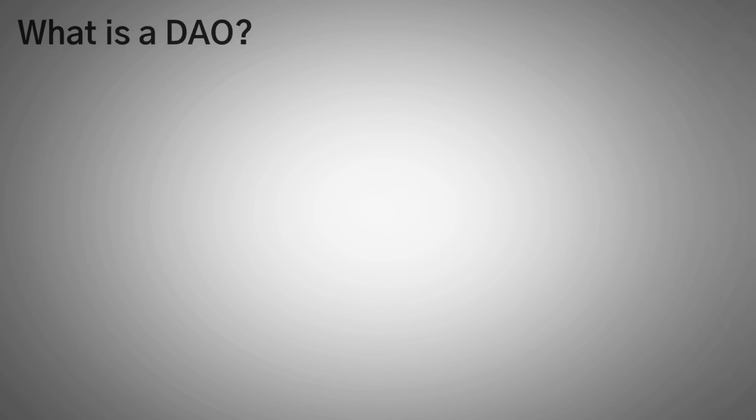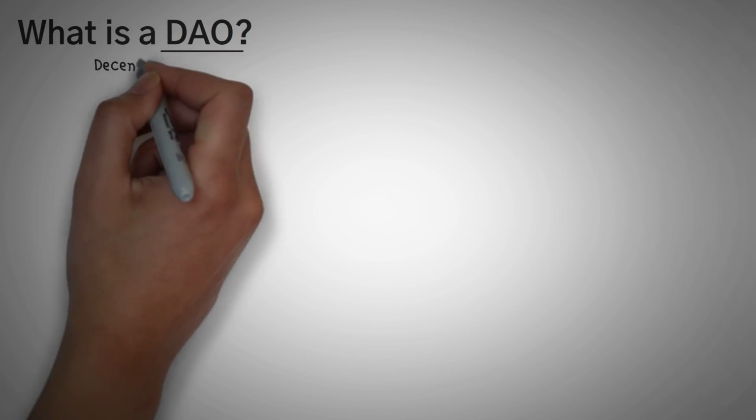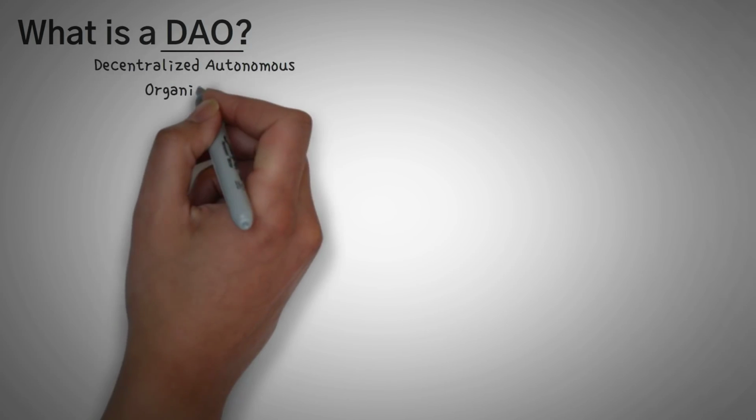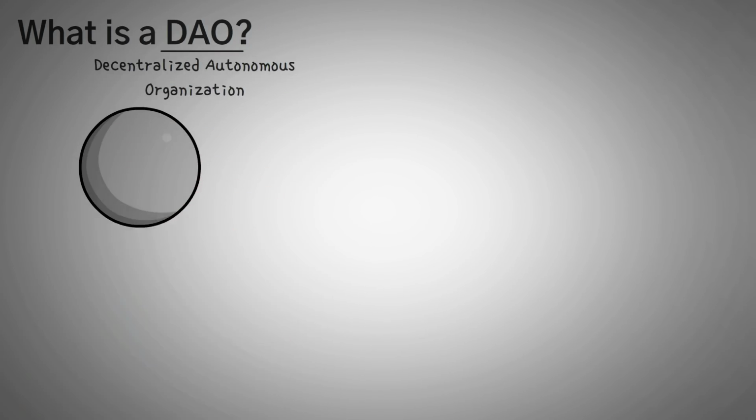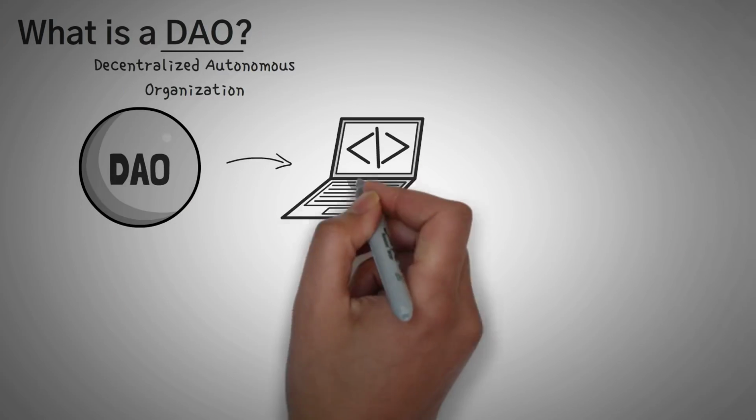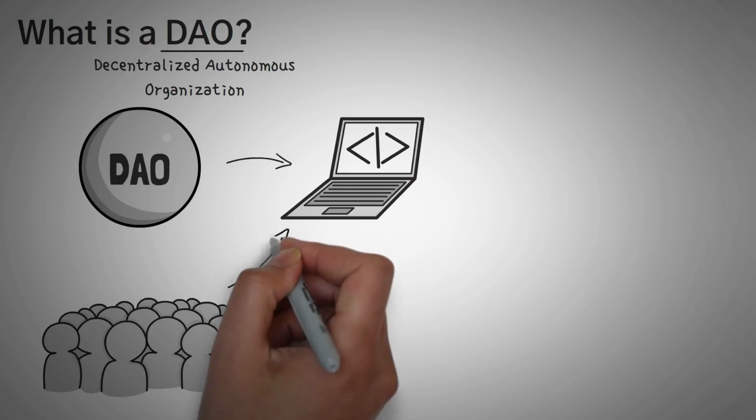Let's dig in. First off, what is a DAO? DAO is an acronym that stands for Decentralized Autonomous Organization. This means it is roughly an organization run by code agreed upon by the people who started the DAO.